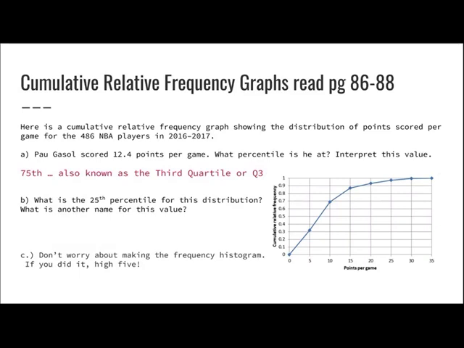What is the 25th percentile for this distribution, and what is another name for this value? So if we look at where the 25th percent might be, and then we go down to points per game, it's about 8.75 or about 9, okay? It's also known as quartile 1. So think 75 goes with quartile 3, and 25 goes with quartile 1. Don't worry about making the frequency histogram.